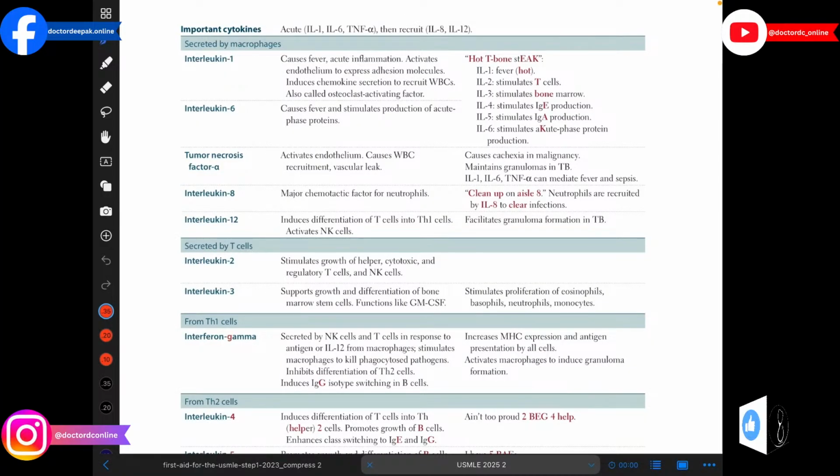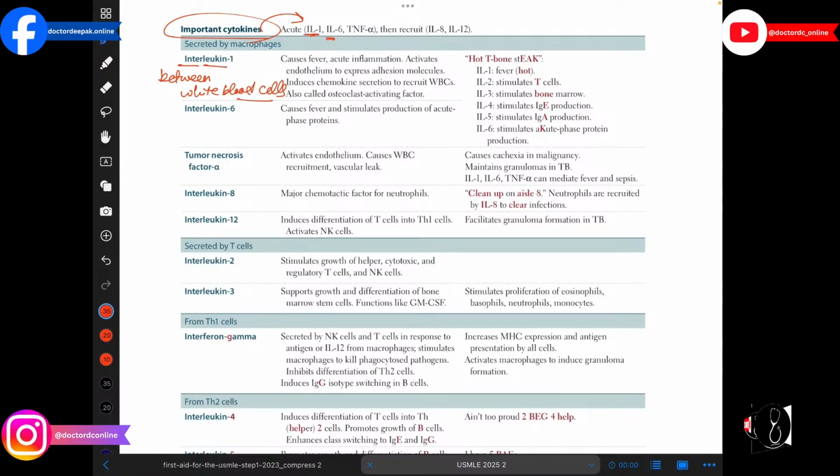Now we are going to start the important cytokines. In important cytokines, basically we are going to study interleukins. First, let's segregate the word interleukin. Inter means between and leukin means white blood cell. It means between white blood cells.